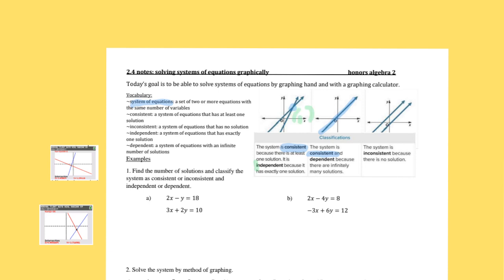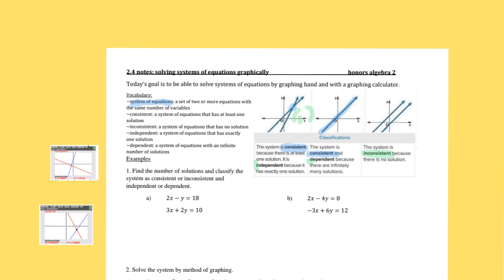Okay, it's an X by team. If there is a whole bunch, that's my D, a whole bunch of solutions, dependent means there's a lot of solutions that make both equations true. Okay. And then if there's nothing there, it's inconsistent. That means there's no solution that works for both because they're parallel.